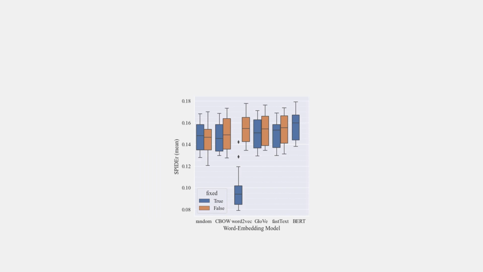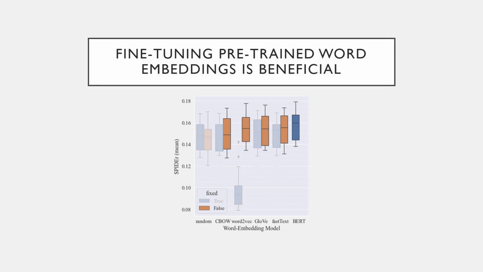When looking at the word embedding models, we find that overall, pre-trained word embedding models are better than randomly initialized embeddings. And when they are fine-tuned, they give even better results. In our comparison, BERT is the best model, with the others close by.